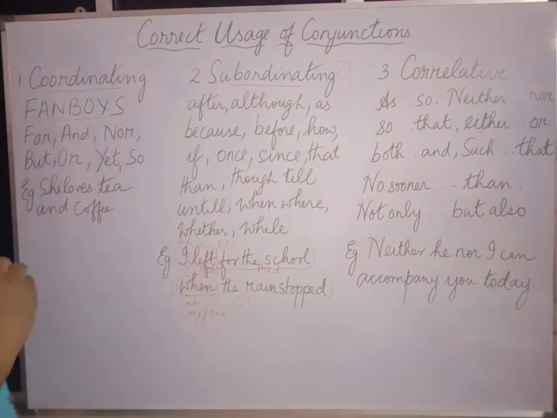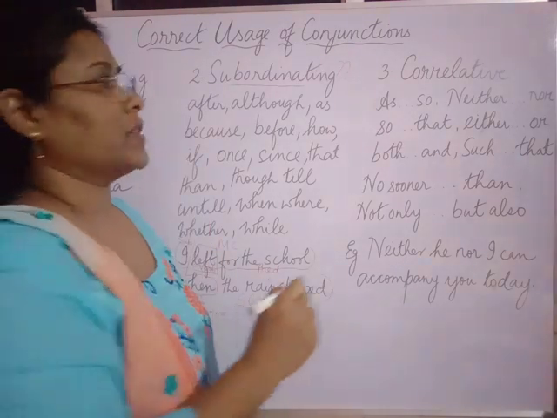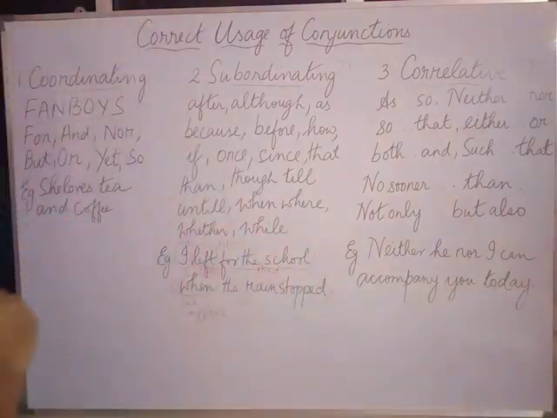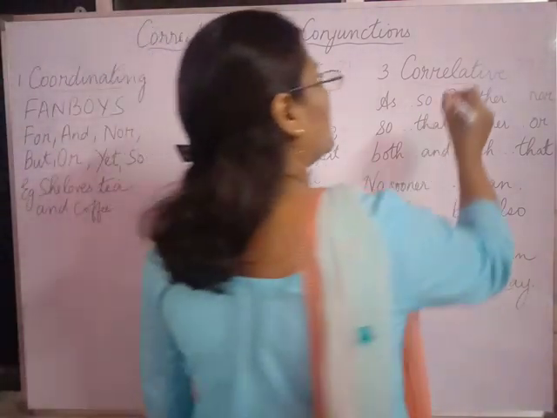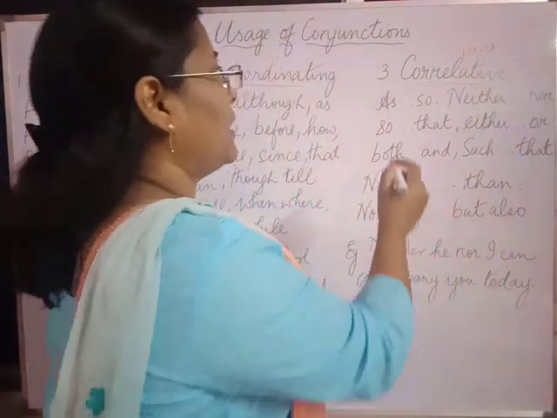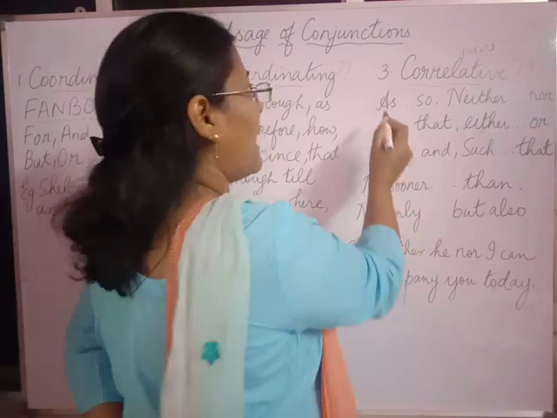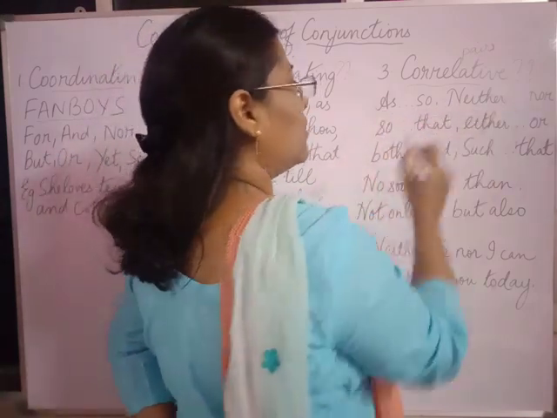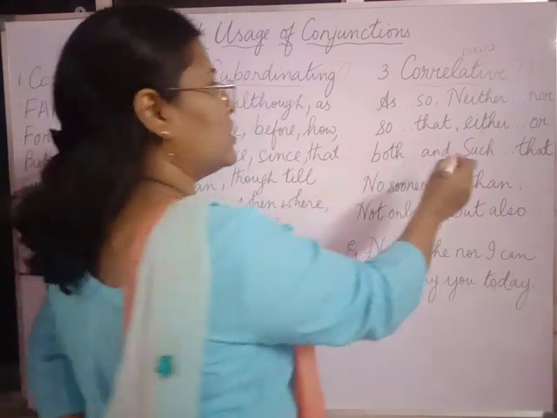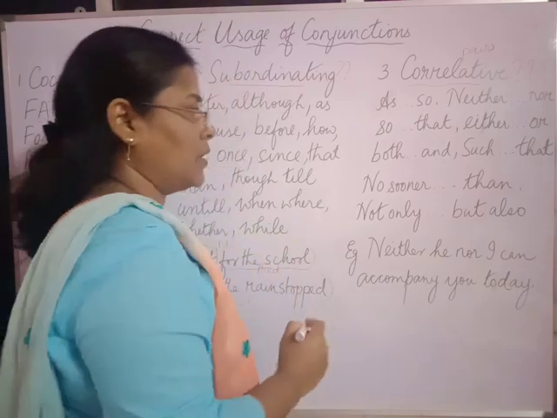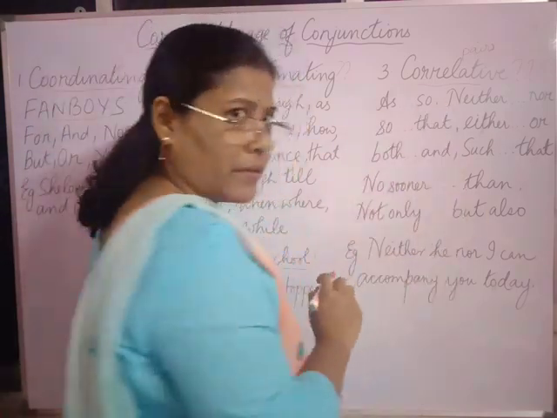Next we come to the correlative conjunction. Now what is correlative conjunction? Correlative conjunction is always used in pairs. Like you see, they are used in pairs: as, so; neither, nor; so that; either, or; both, and; such that; no sooner, than; not only, but also. So you see, they are used in pairs.